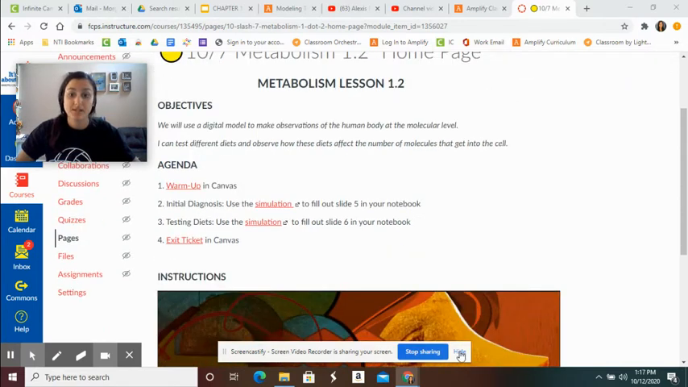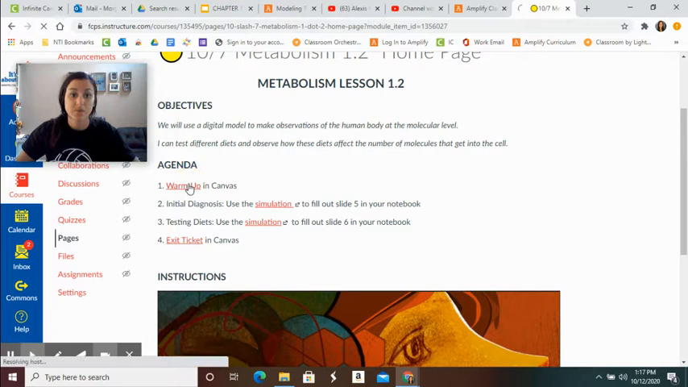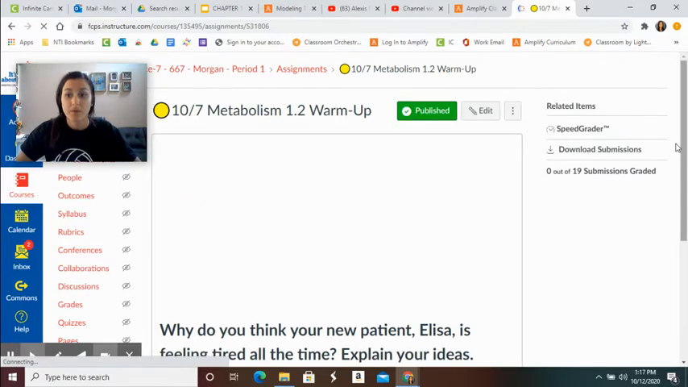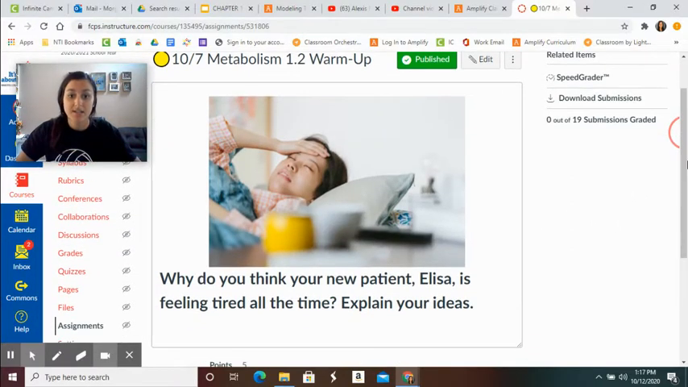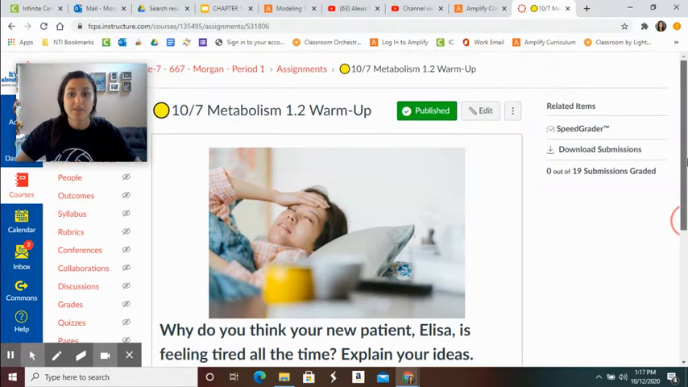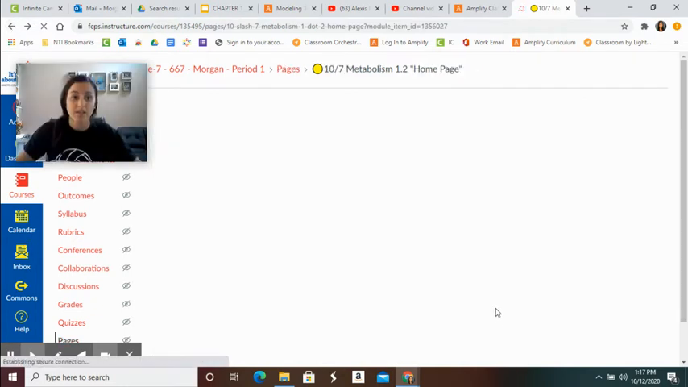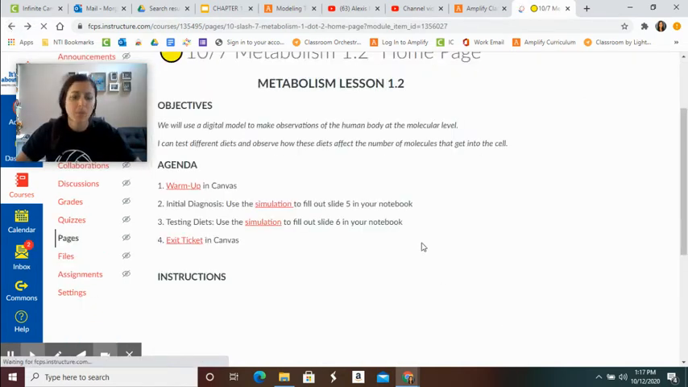The first thing you are going to have is a warm-up in Canvas. On this warm-up, we're going to see that we have our new patient, Elisa, and she's feeling tired all the time. We're going to try to diagnose her and figure out what's wrong with her. Down here, you're going to write your ideas about why she is tired and your initial thoughts. Obviously, we don't know a lot yet, but think about what the human body needs to function properly and what we need to be healthy.